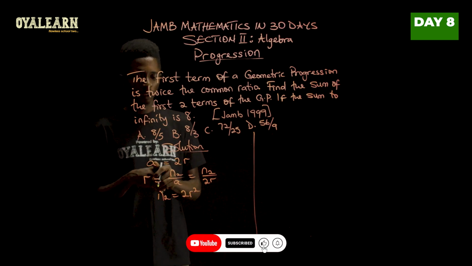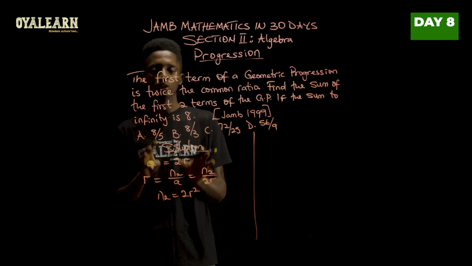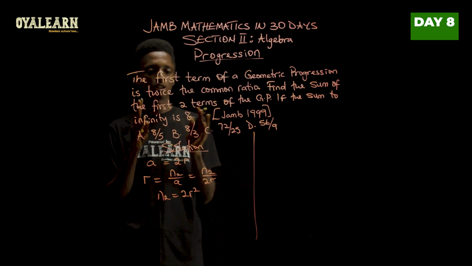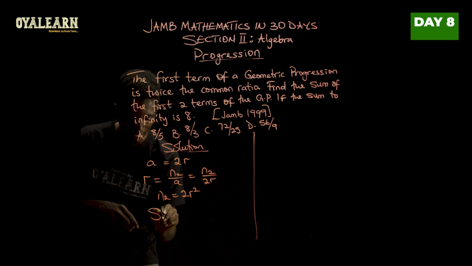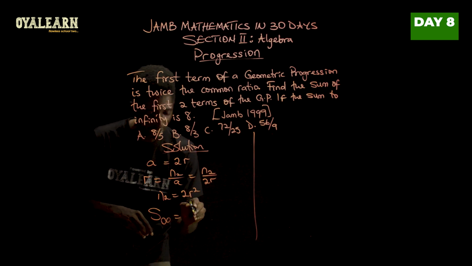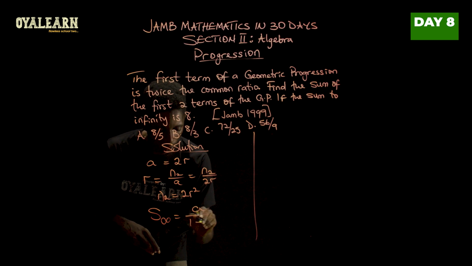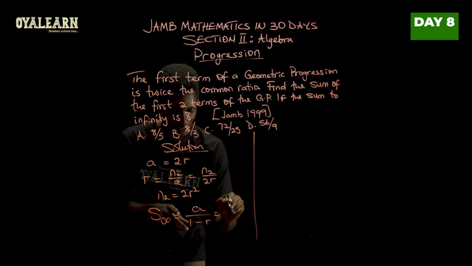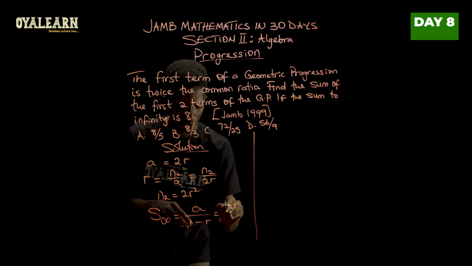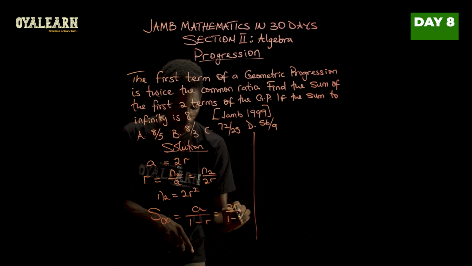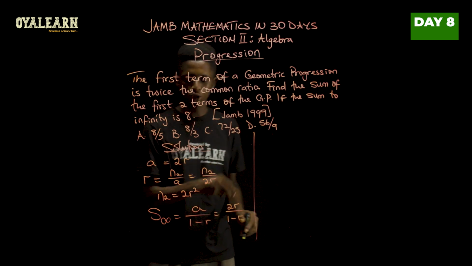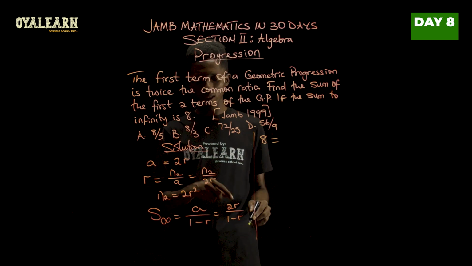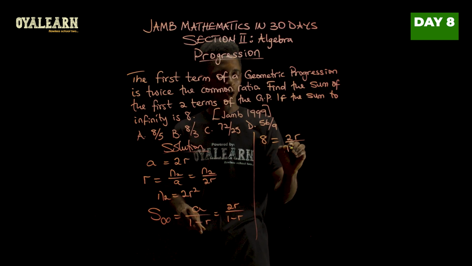Now, if we're working with this, we can then go on to solve this problem. One more thing that we need to know is that when you're working with sum to infinity, the formula says that S to infinity is given by A over 1 minus R. And since we already know what A is, we'll then say A is, remember, twice of R, over 1 minus R. Now let's put this so that we can solve for R. The sum to infinity is given as 8. So 8 equals 2R over 1 minus R.